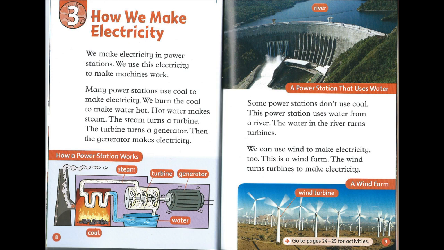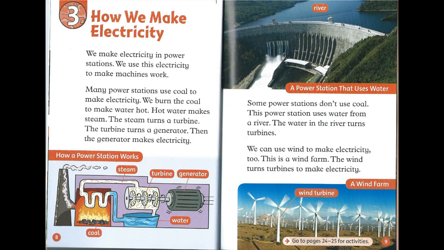Many power stations use coal to make electricity. We burn the coal to make water hot. Hot water makes steam. The steam turns a turbine. The turbine turns a generator. Then the generator makes electricity.